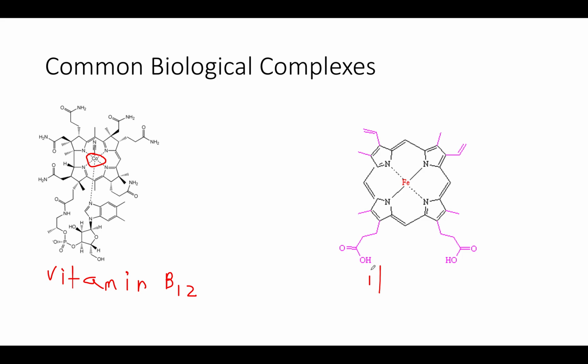Here, this is hemoglobin. If you've taken biology before, you know hemoglobin's important in the regulation of red blood cells and the filtration of iron. So hemoglobin has a central metal of iron right there.